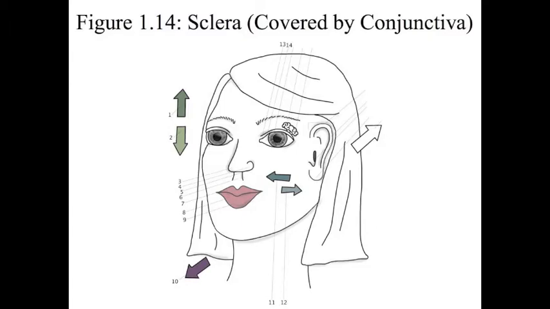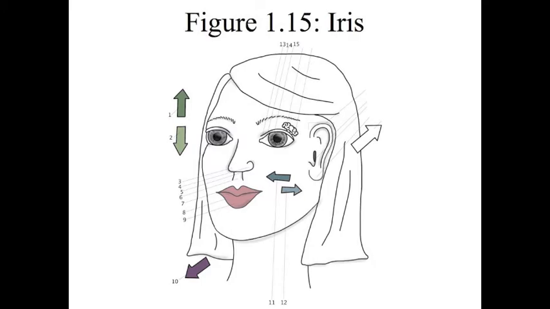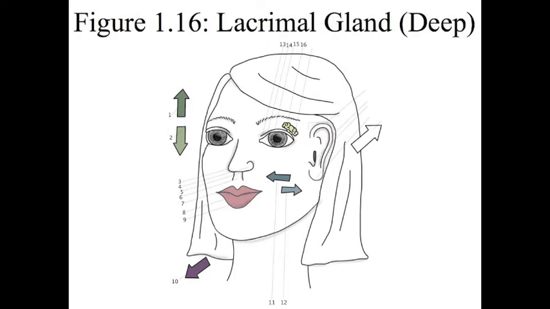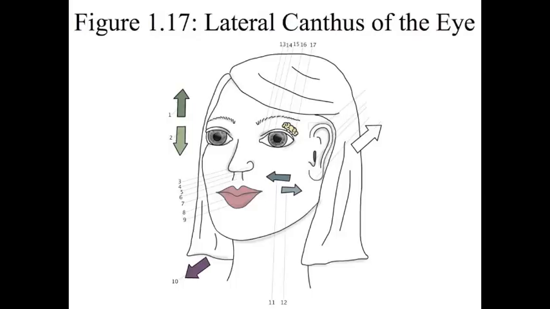Number 14 is the sclera. The sclera is the white part of your eye, and it is covered by a thin layer of epithelium called the conjunctiva. This matters because we're going to learn about the innervations of the conjunctiva way down the road. Number 15 is the iris. This is the section of the eye that has color. Number 16 is the lacrimal gland, and I say deep there because it obviously doesn't sit in your eyelid. It's right under the bone. The lacrimal gland is responsible for producing your tears. Number 17 is the lateral canthus of the eye.